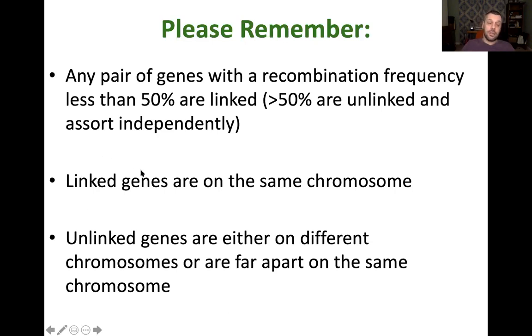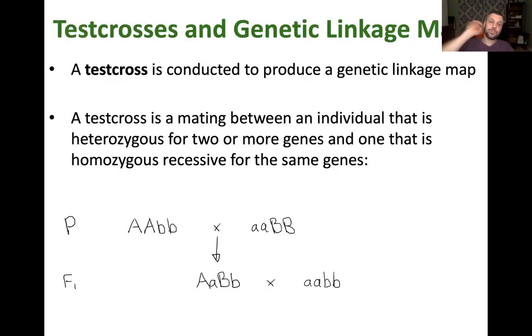Linked genes are definitely on the same chromosome, therefore, and unlinked genes are either on completely different chromosomes or are so far apart on the same chromosome, they're almost always separated by a crossover during meiosis. So let's look at how you calculate recombination frequencies.